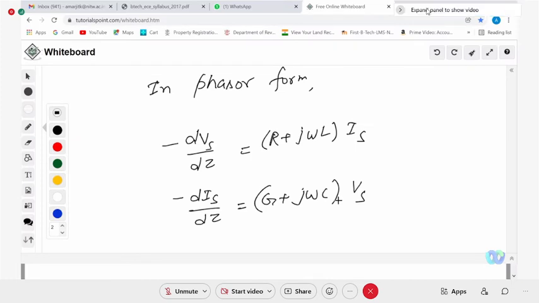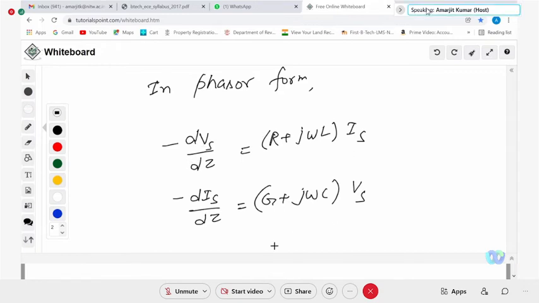See, voltage and current are coupled here. Here voltage is in terms of current, here current is in terms of voltage. We have to separate them out so that we can solve one equation to find voltage or current. You have already done this double differentiation. So finally, you tell what will be the voltage and current equation if we differentiate again.